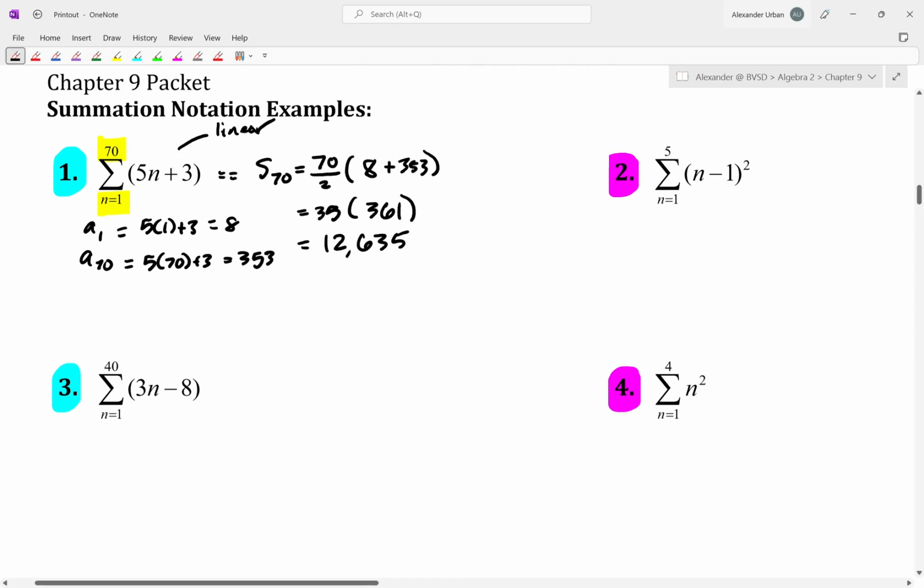So the summation, when we have a linear form, is really easy. We can just use our summation formula that we were doing before. So I'll highlight that. Now, number 3 is also the same thing, so let's do that real quick.